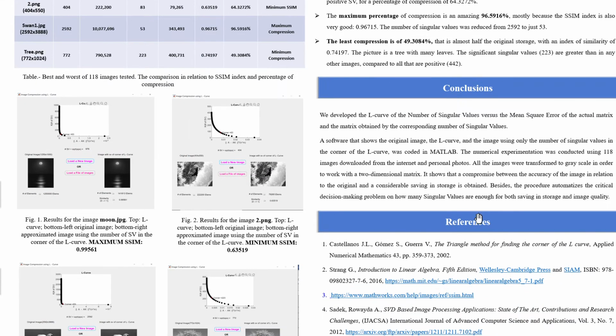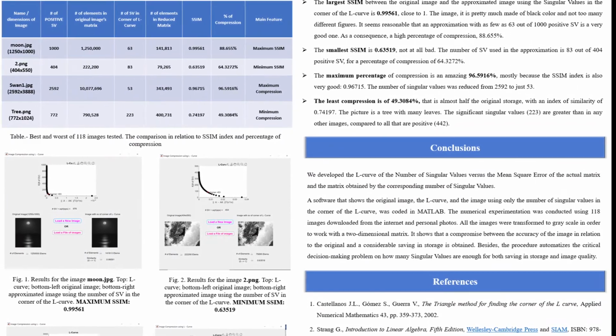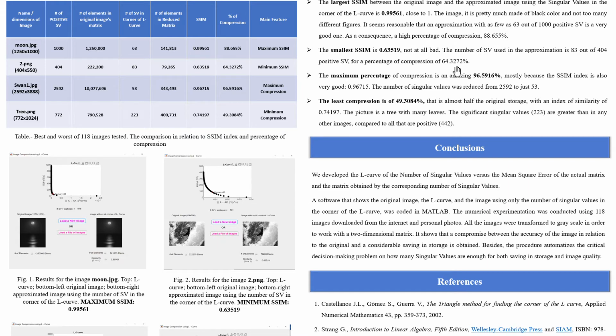And over here in this image titled 2 that's saved in the format of a JPEG, it has a minimum structural similarity index of 0.63519, which isn't bad. It's pretty close to 1. And it has a percent compression of 64.3272, which is over half, and it's still pretty decent. And the maximum percent of compression that is found is an amazing 96 or roughly 97% compression. And it has a structural similarity index of 0.96715, which is very outstanding.